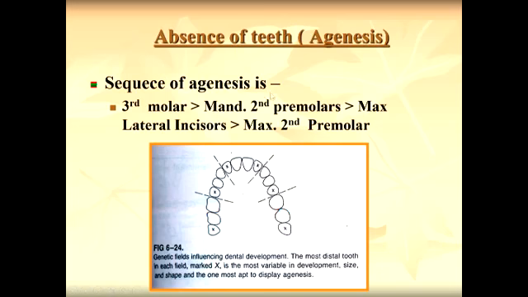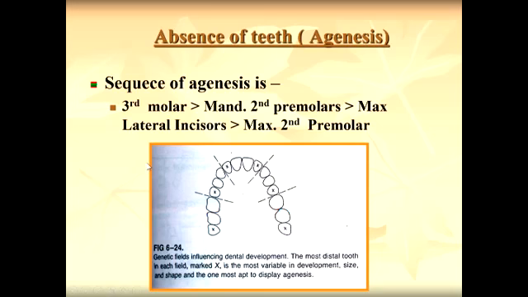Absence of the teeth, agenesis. The sequence of agenesis: third molar most common, then the mandibular second premolar, also more than the maxillary lateral incisor and maxillary second premolar. This sequence, according to the surveys, shows the genetic field influence on the dental development.